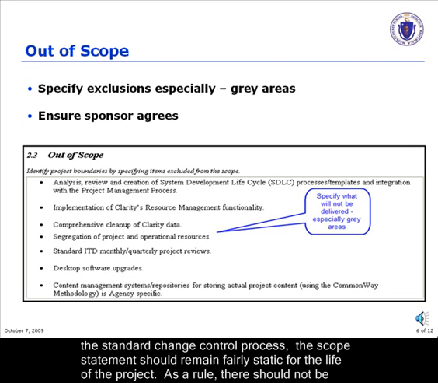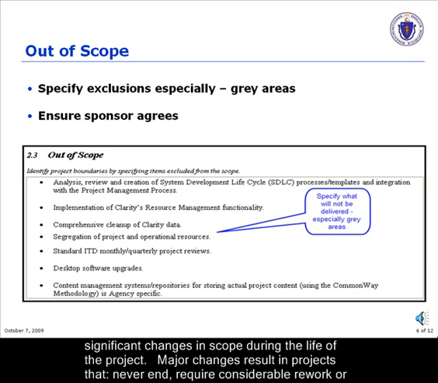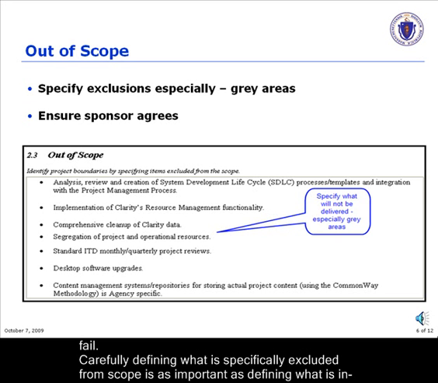As a rule, there should not be significant changes in scope during the life of a project. Major changes result in projects that never end, require considerable rework, or fail. Carefully defining what is specifically excluded from a scope is as important as defining what is in scope.